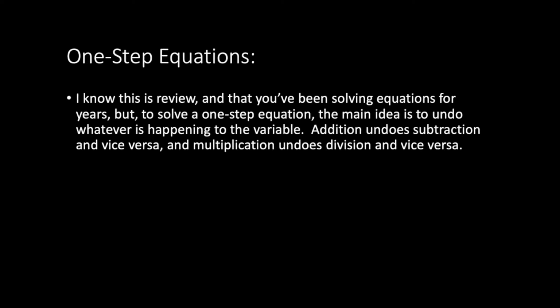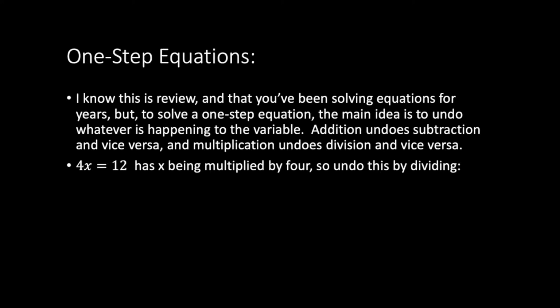However, I'm still going to go through it with you guys as if it was the first time you'd ever seen this concept. The main idea behind solving a one-step equation is to undo whatever is happening to the variable. Addition undoes subtraction, vice versa. Multiplication undoes division, vice versa. So if you're adding something to x, you want to undo that by subtracting that same number. If you're taking a variable and dividing it by something, you would undo that by multiplying. And that last one is the one that proves pretty tricky for kids.